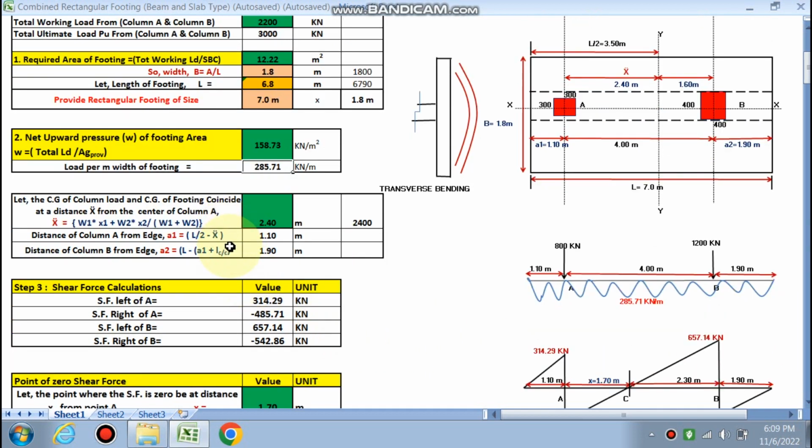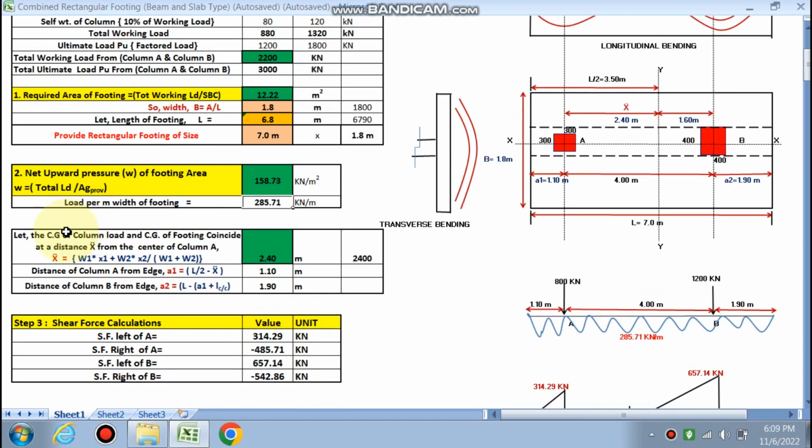So projection is being calculated. X bar, that is the concept behind this design, that the CG of the column load and CG of the footing should coincide, right? So the distance of this X bar from this A is calculated as 2.40 by this formula, W1 into X1 plus W2 into X2 upon W1 plus W2. So X bar is calculated as 2.40.